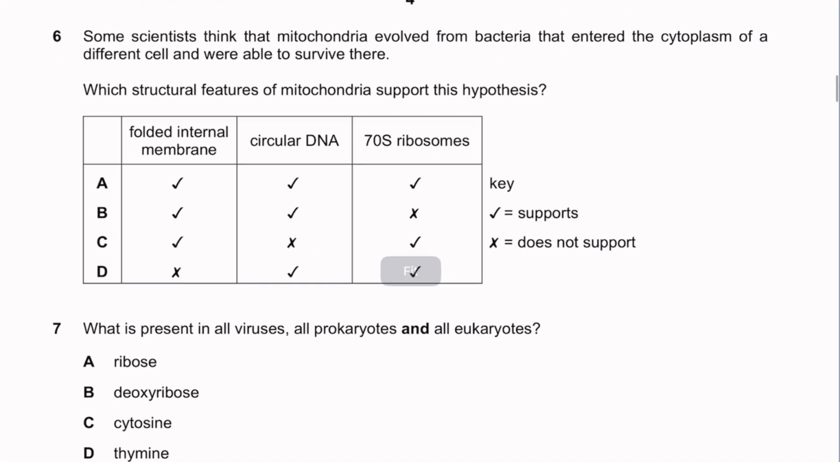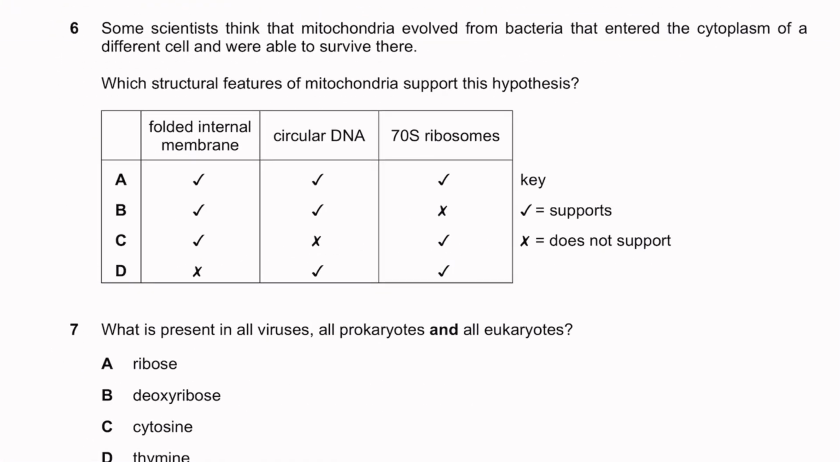Okay, moving on. Some scientists think that the mitochondria evolved from bacteria that entered the cytoplasm of a different cell and were able to survive there. What features of mitochondria support this hypothesis? Well, of course, features include the 70S ribosomes and the circular DNA in the mitochondrial matrix. I think these are the two features that are in common between mitochondria and bacteria.